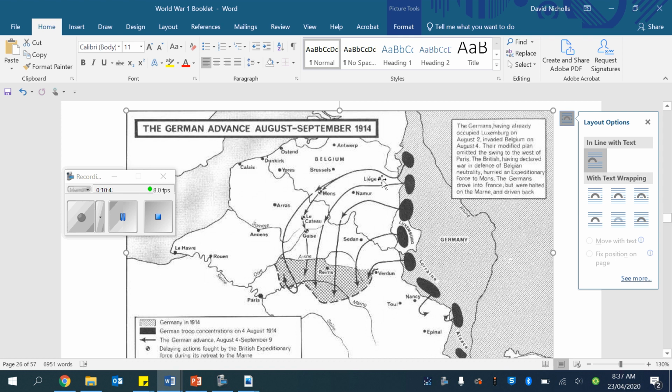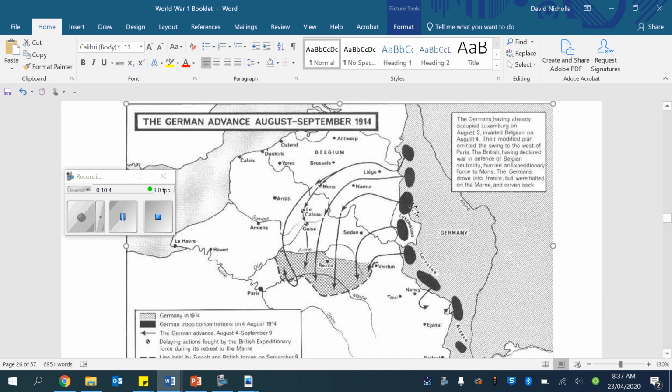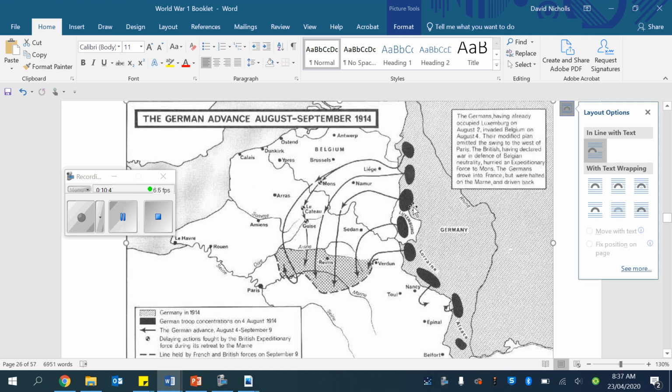Secondly, okay, once the advance gets going, the Germans predicted that Belgium would offer little to no resistance.